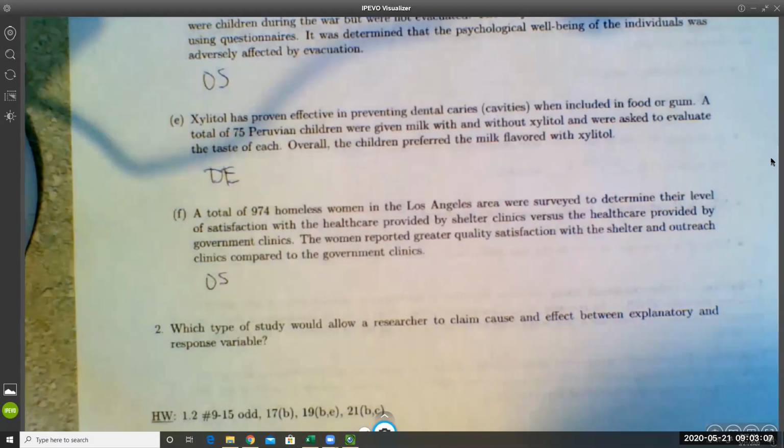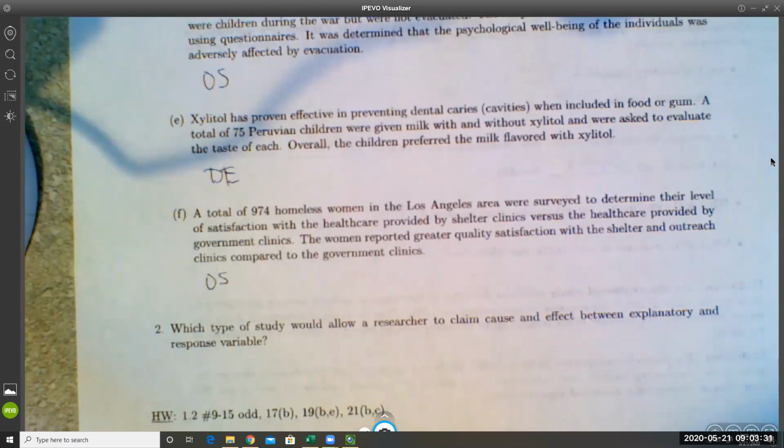Whereas in part F, it's not like the researchers went around and rounded up a bunch of homeless women and made them spend the night in a shelter clinic one night, and then made them spend the night in a government clinic the next night, and then asked them what their preference was. That's not what they did. They just went out and interviewed a bunch of homeless women and asked them what their experiences were, right?